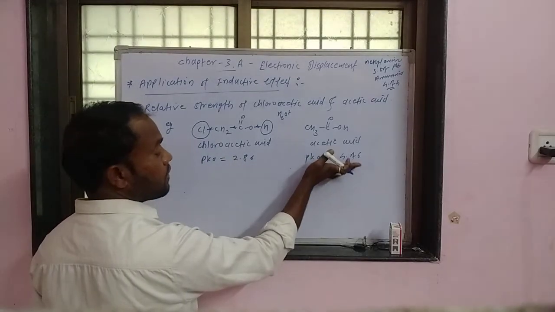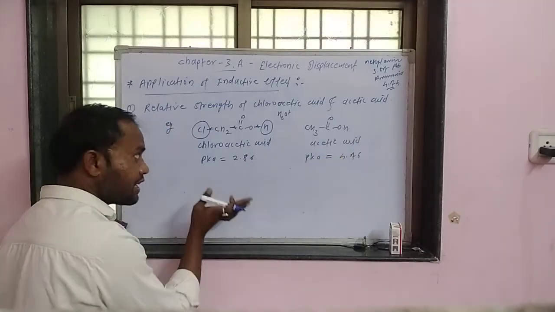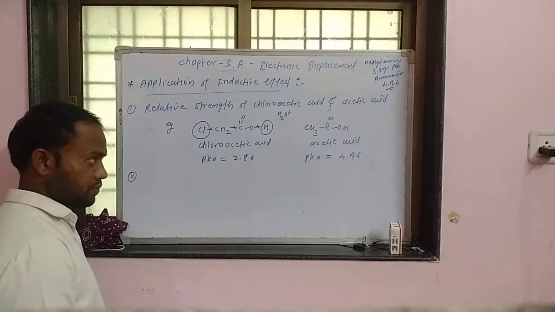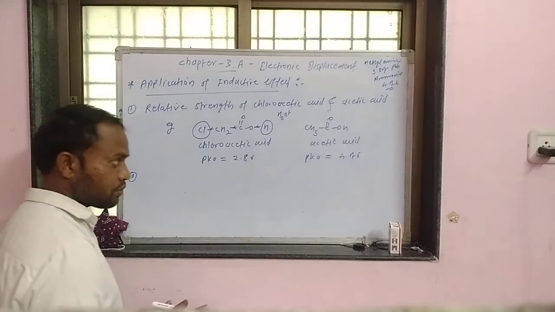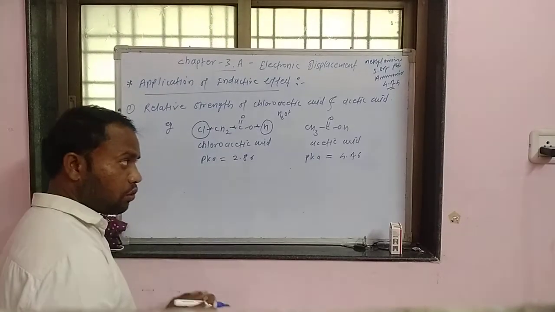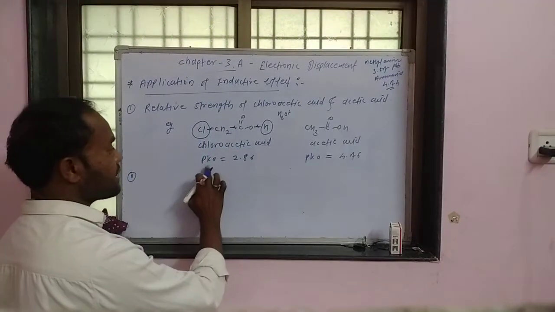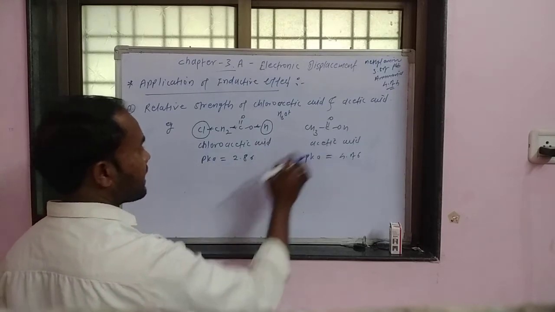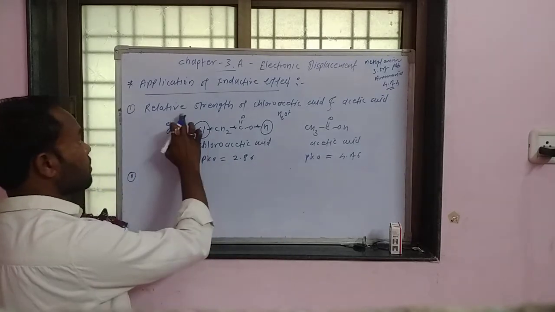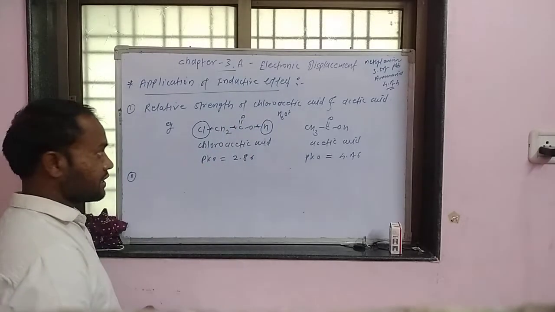The higher the pKa value, the lesser the acidic strength. Acidic strength is increased by electron withdrawing groups. With electron donating groups, acidic strength is lower. Hence, chloroacetic acid is stronger than acetic acid. This is the first application, the relative strength of chloroacetic acid and acetic acid.